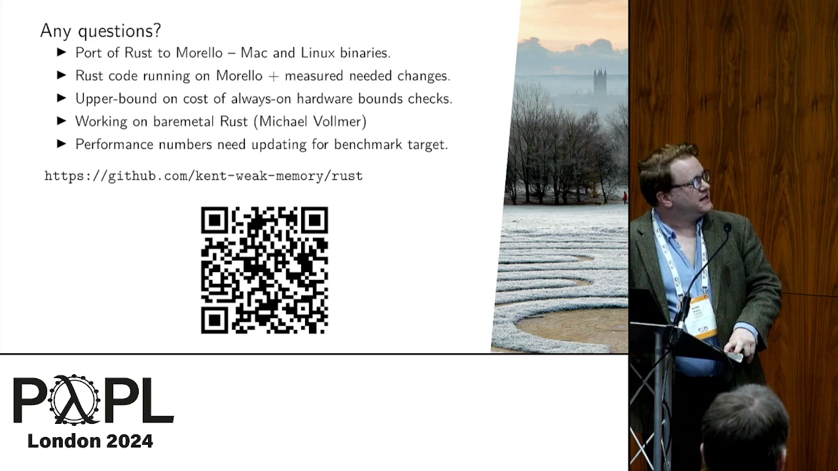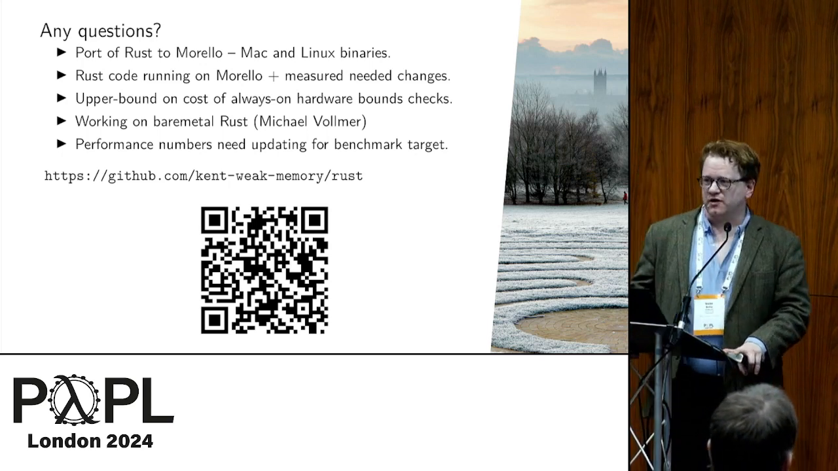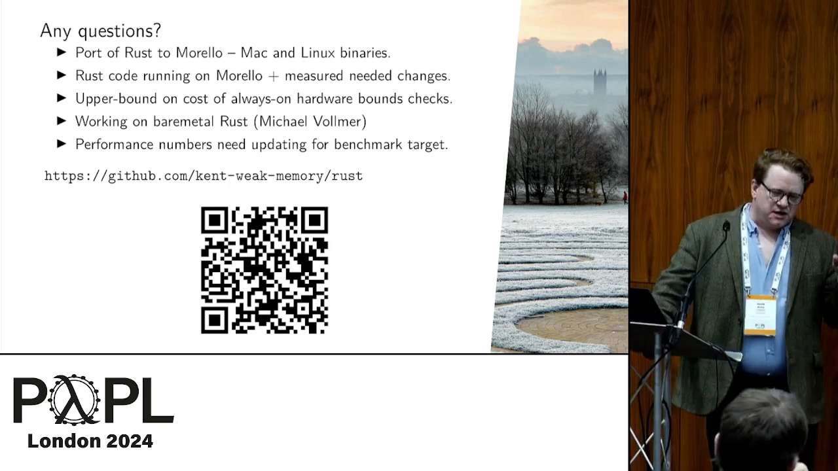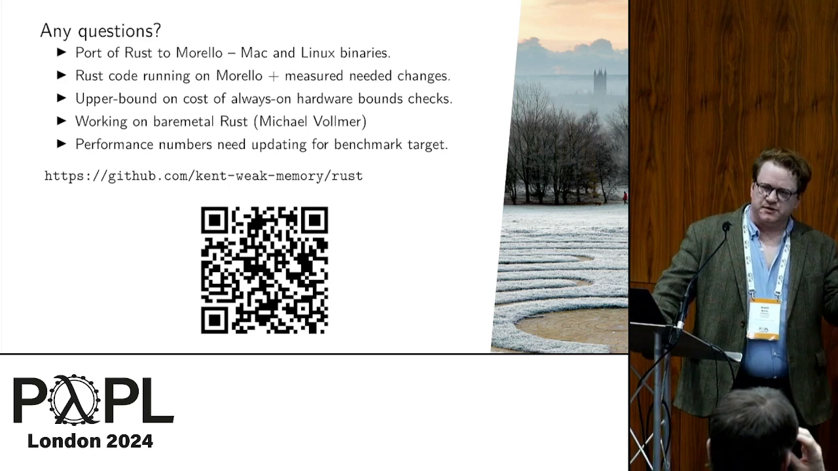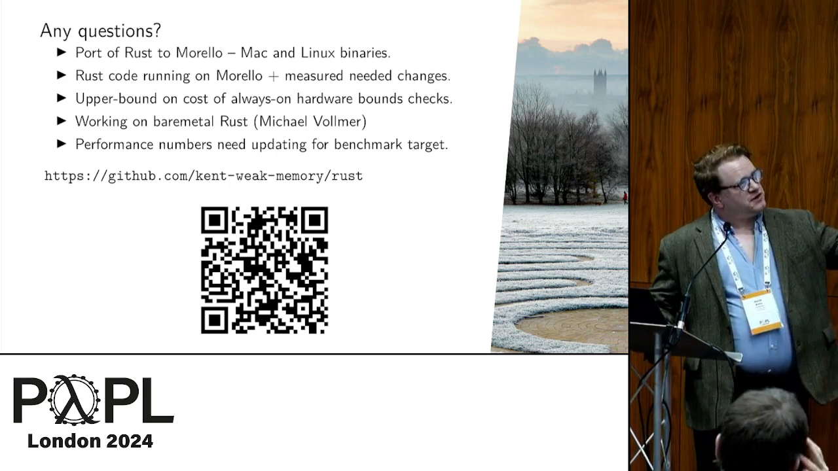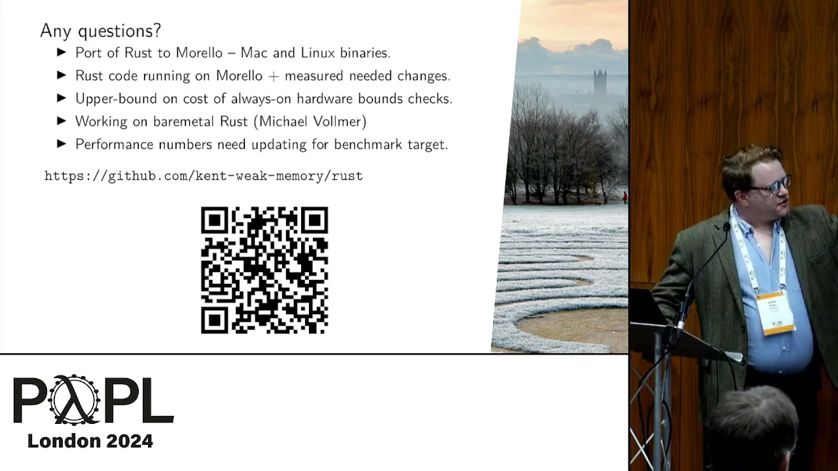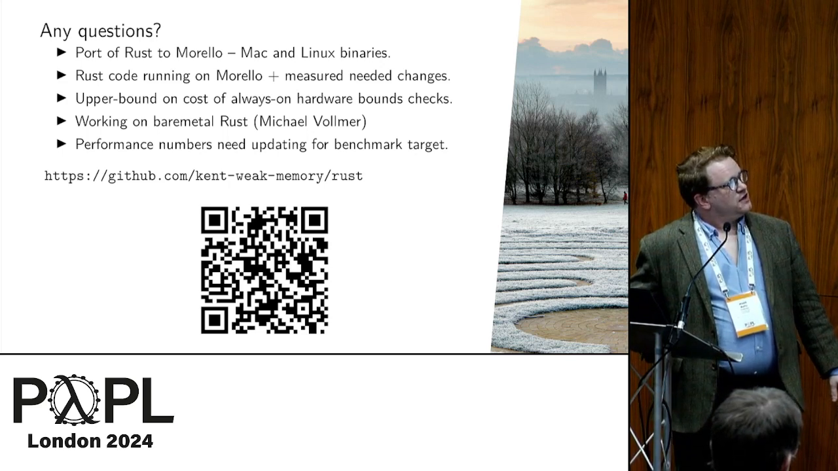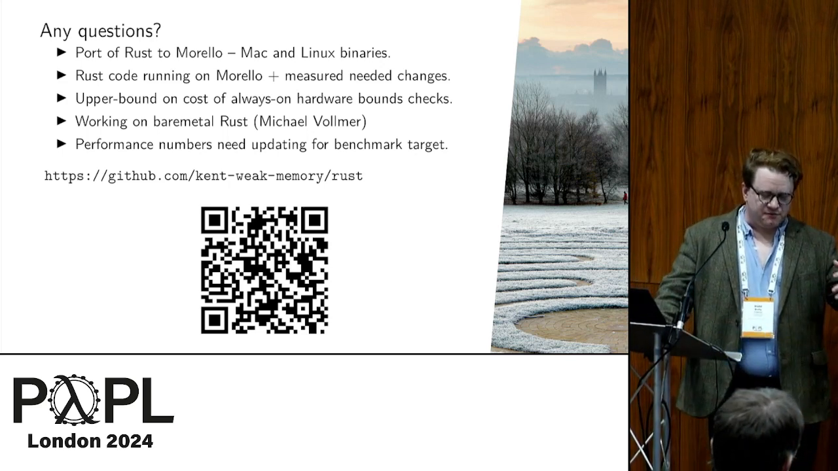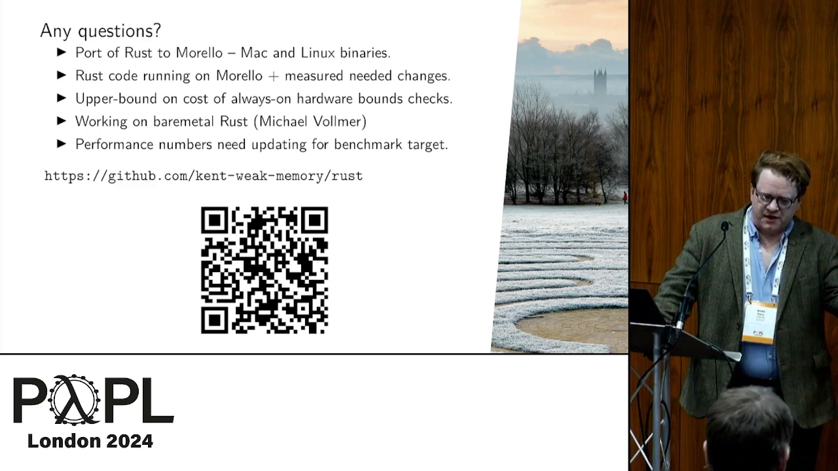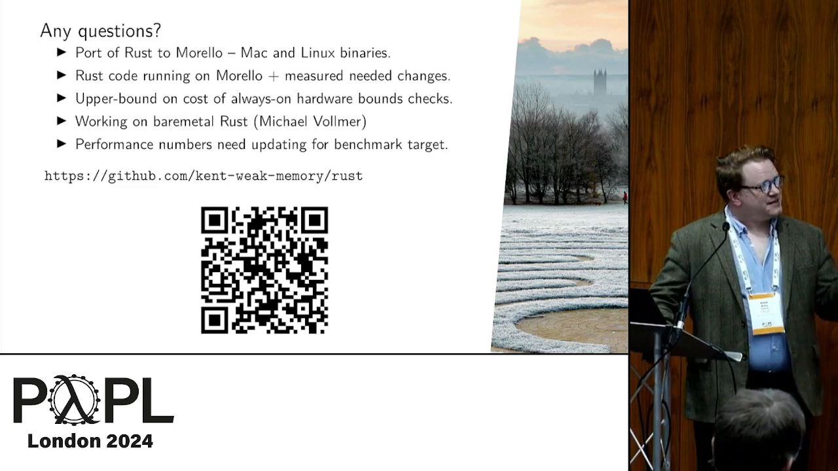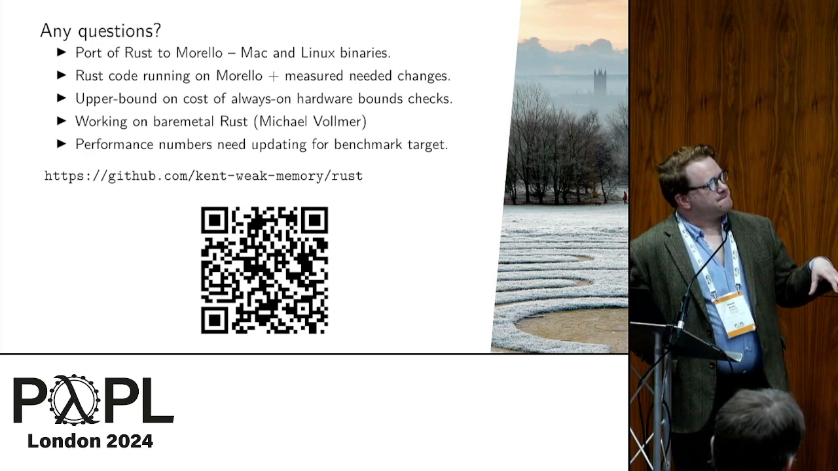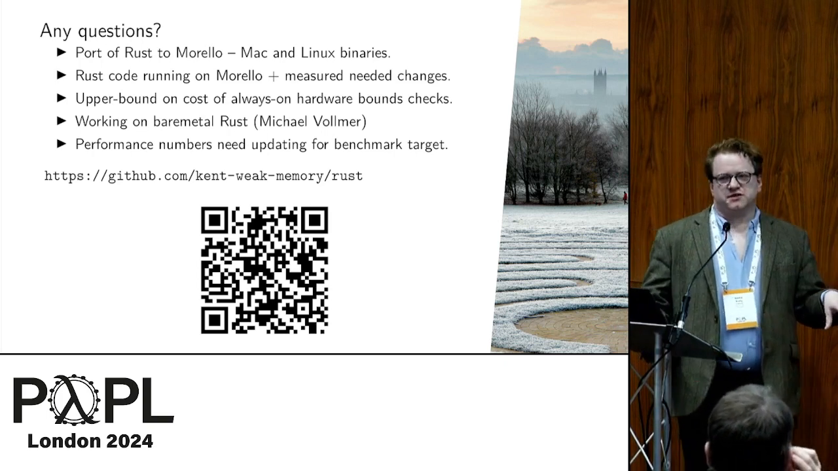This is the end of the talk, but I want to advertise what we've got here. We've got a port of Rust to Morello, which is fairly mature, and we think it can be used. We've got binaries for Mac and Linux, which are at this website if you want to scan the QR code. And we've measured how much change would be needed to make this a compiler that can run over the entire code base, and it looks pretty reasonable, actually. This project forms a basis for us to do further work.